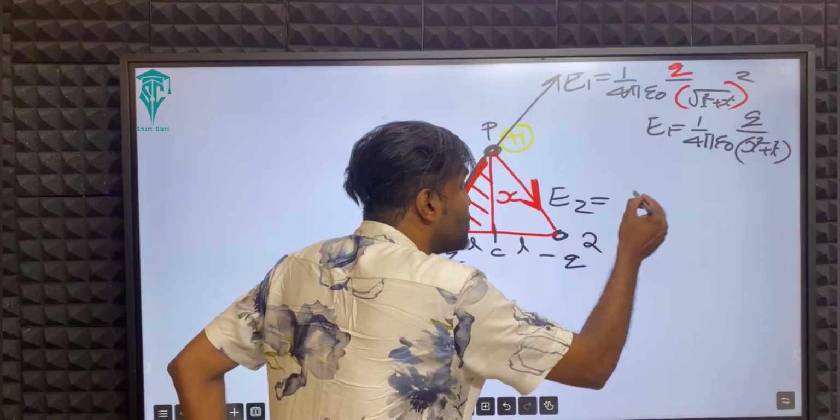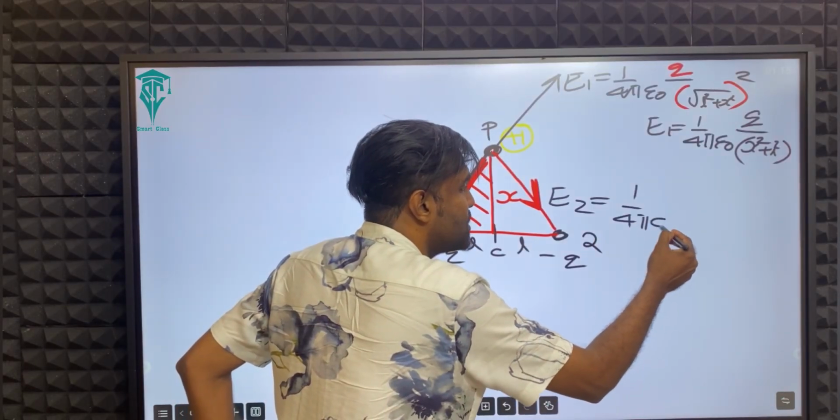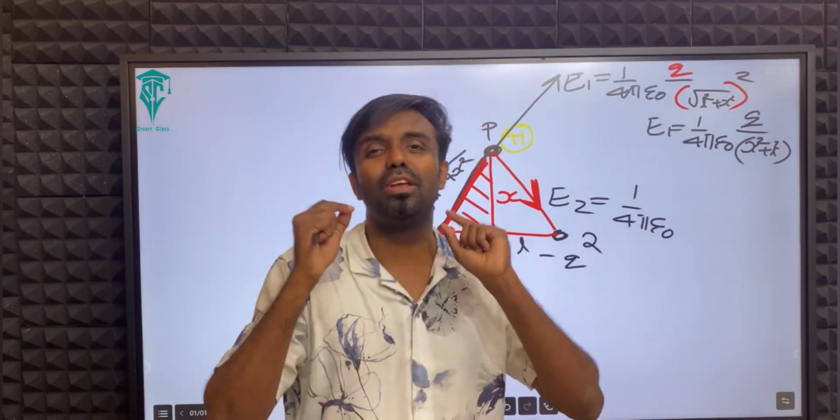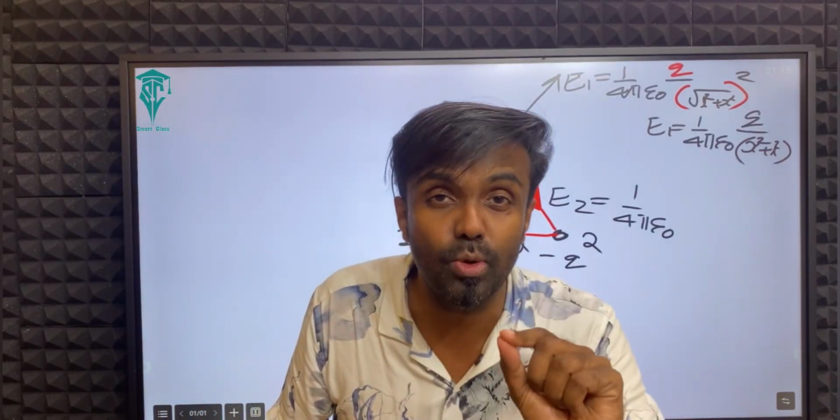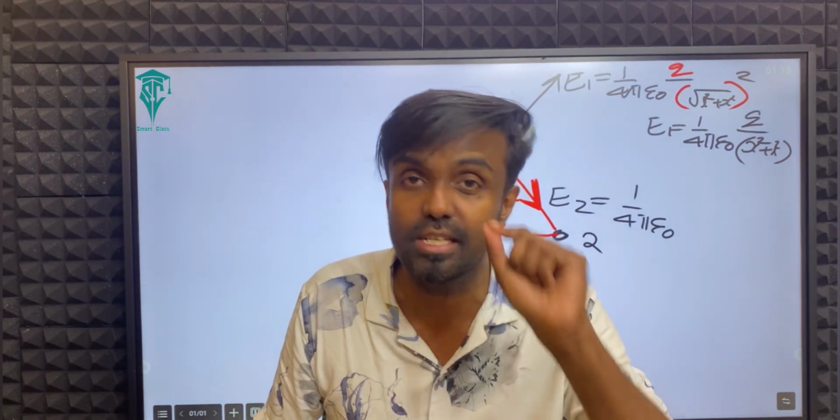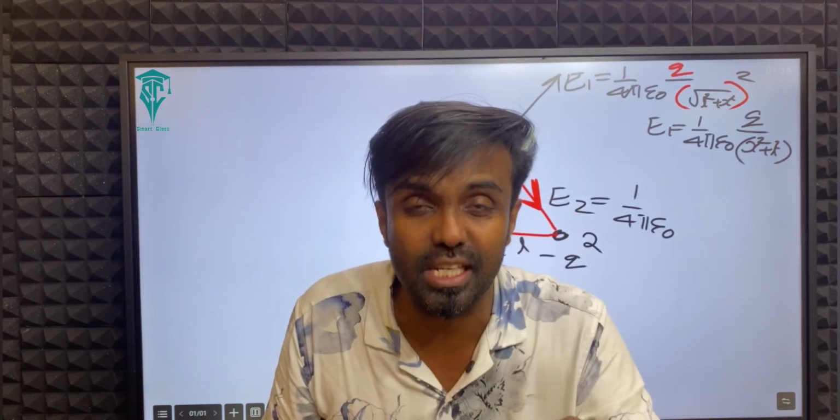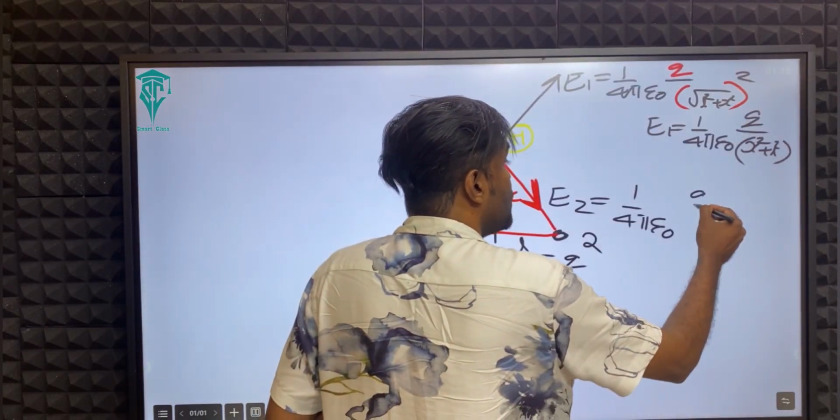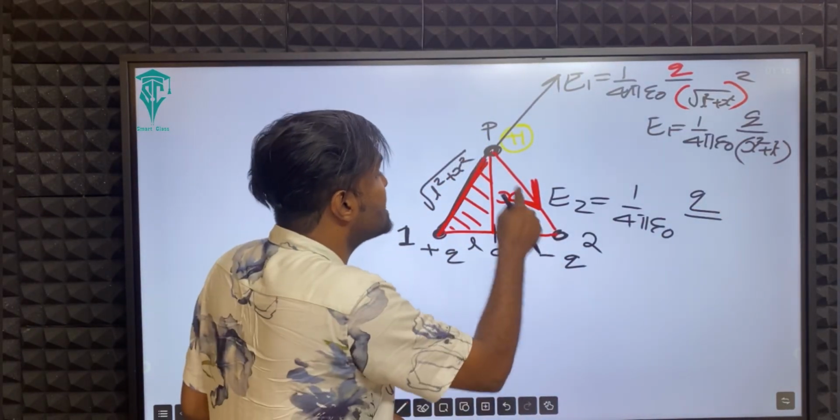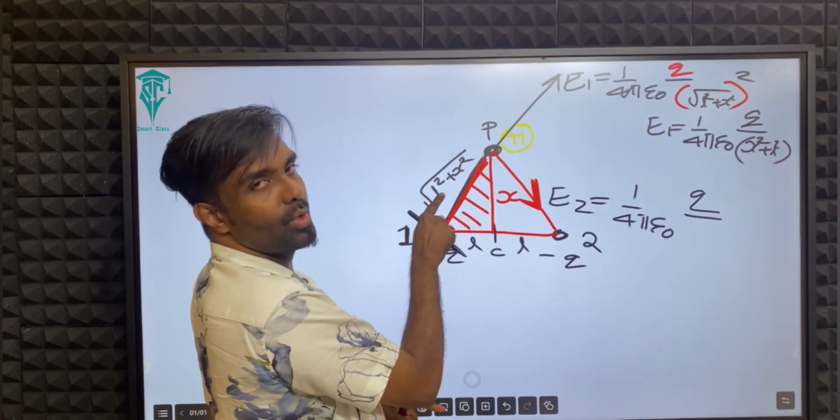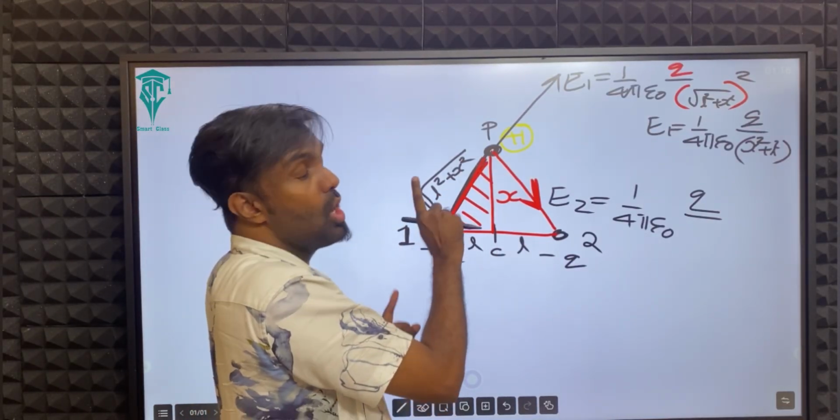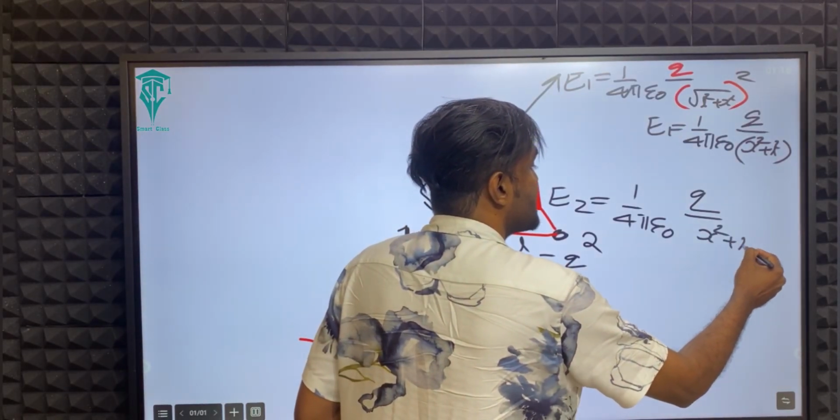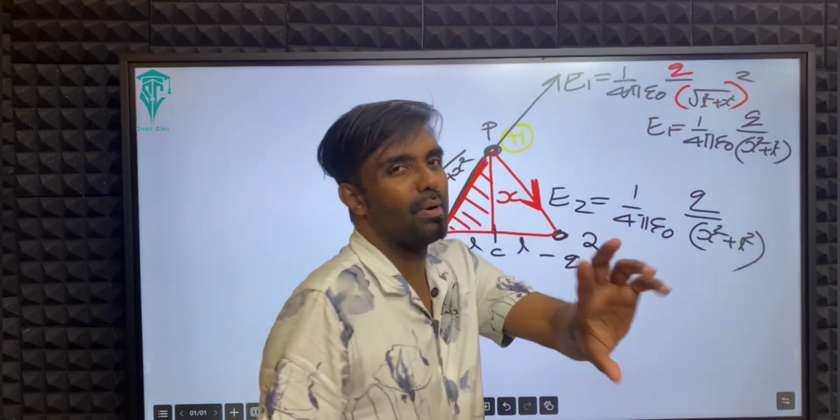So E2 is equal to 1 by 4 pi epsilon 0. What is the charge now? It is minus Q, but we know that when calculating electric field intensity and electrostatic force, don't take the minus sign. So it is Q divided by this distance, still root of L square plus X square, whose square we need to take, so that is also X square plus L square, guys. I think you people understood.